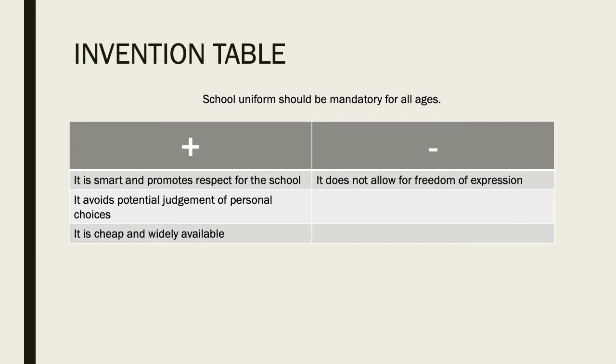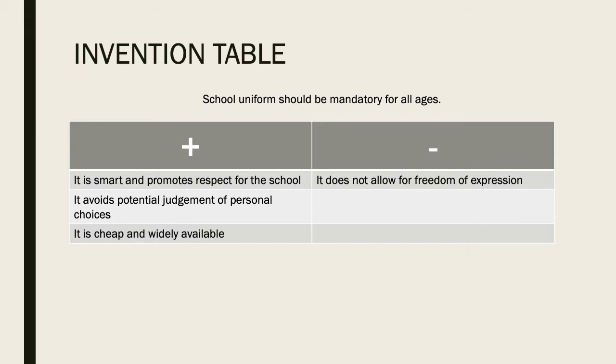In the invention table, you would have a plus side and a minus side. So the plus side of the table, these are the people that would have a big thumbs up for that particular statement. These are people who would agree that school uniform should be mandatory for all ages.